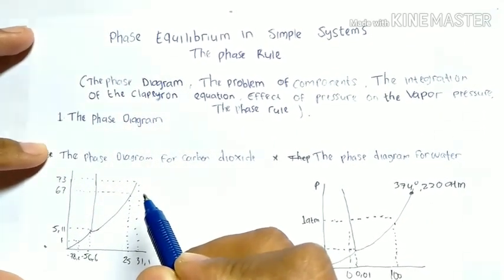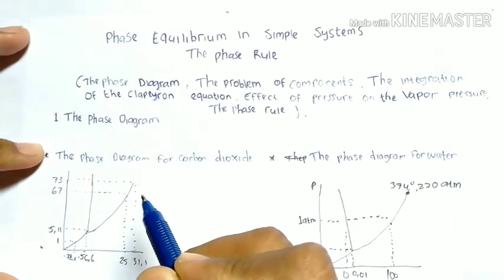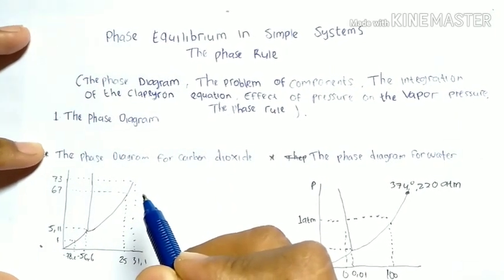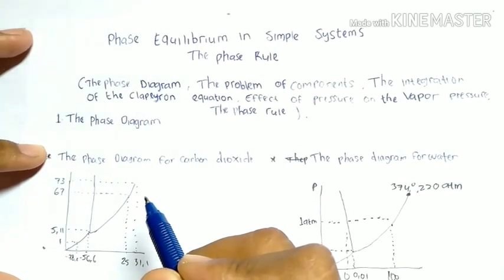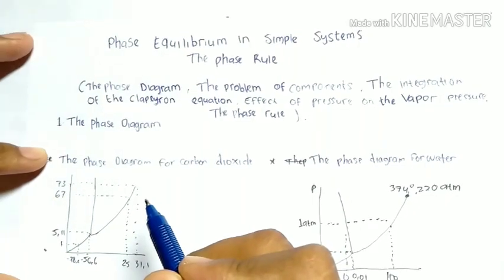The liquid-gas line has a definite upper limit at the critical pressure and temperature. It is not possible to distinguish between liquid and gas above this pressure and temperature.